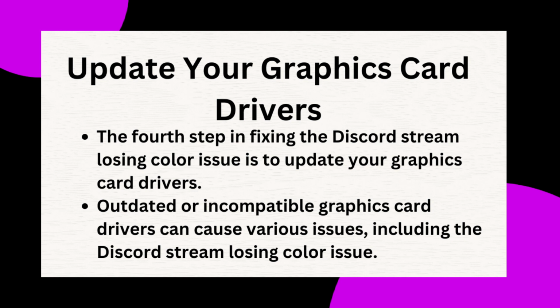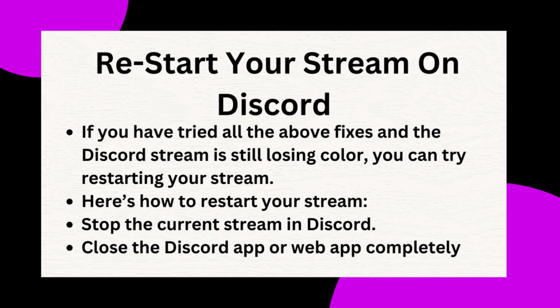Outdated or incompatible graphics card drivers can cause various issues, including the Discord streaming losing color issue. Restart your streaming on Discord. If you have tried all the above fixes and the Discord stream is still losing color, you can try restarting your stream. Here's how: stop the current stream in Discord, close the Discord app or web completely, and use a different browser or app.